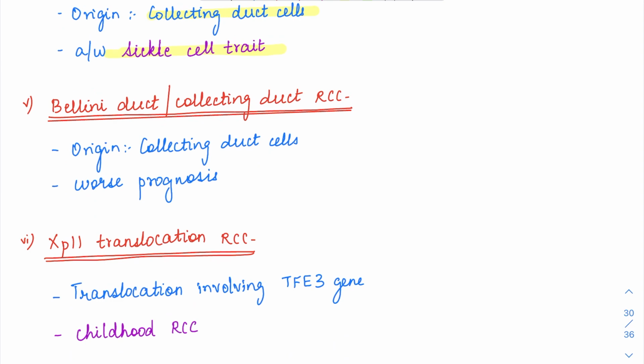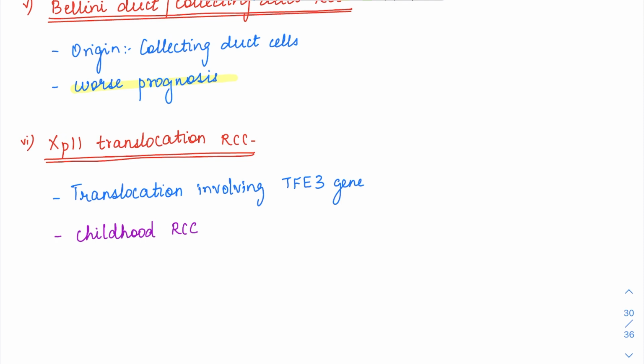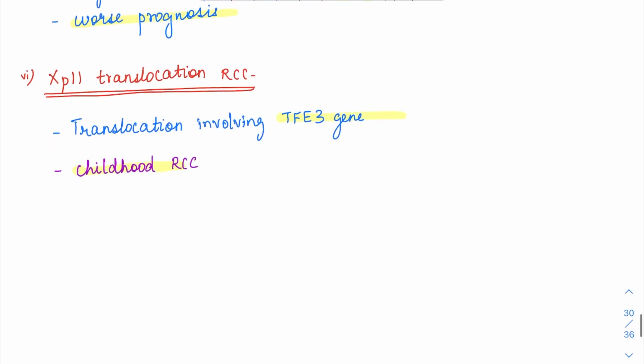Then Bellini duct or collecting duct RCC. One thing is it is going to have a worse prognosis. Then Xp11 translocation RCC involving the TFE3 gene is common in childhood. So childhood RCC is what we see in Xp11 translocation.